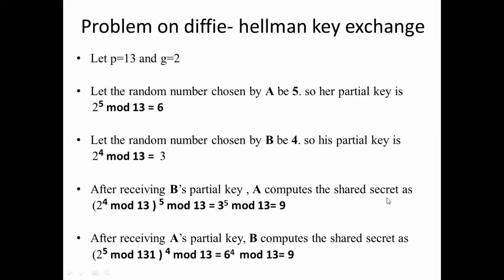A computes the shared secret. See here, that is 2 to the power of 4 mod 13, whole to the power of 5 mod 13. This value is nothing but 3. 3 to the power of 5 mod 13 equals 9. In a similar way, after receiving A's partial key, B computes the shared secret as 2 to the power of 5 mod 13, whole to the power of 4 mod 13, which gives the answer 9. So A and B have exchanged the key, which is 9.